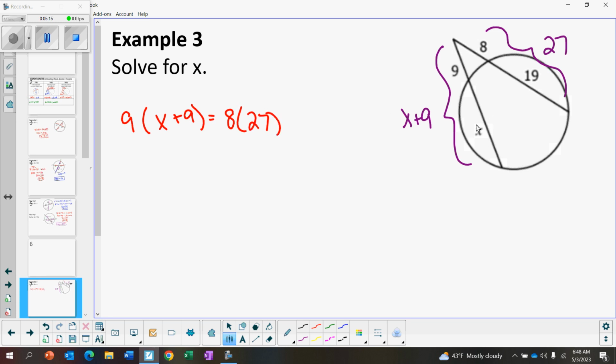So we're not actually using the parts that are in here. We only use them to find out how long the whole thing was. So I'm going to distribute. 8 times 27 is 216. Subtract 81 and divide by 9.